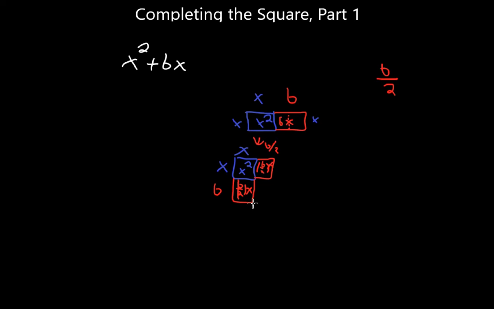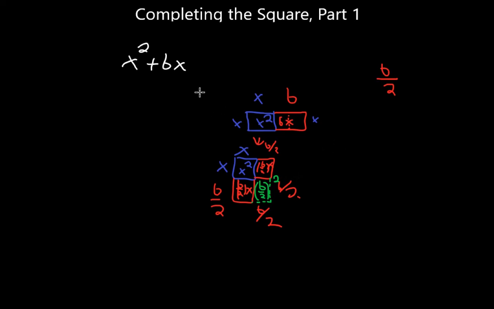Now what's going to go in here? b over 2. So this value is going to have a side length of b over 2 coming from here and another length of b over 2 here. So the area inside here is going to be b divided by 2 squared.